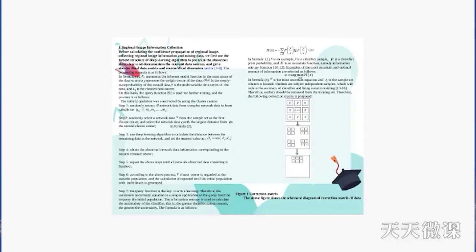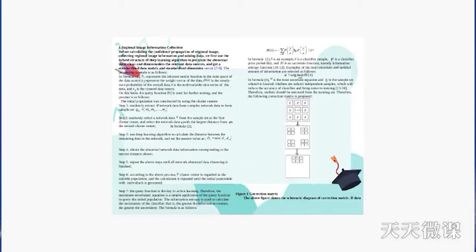One, regional image information collection. Before calculating the confidence propagation of regional image, collecting regional image information and mining data, we first use the hybrid deep learning algorithm to pre-train the abnormal data, clean and make dimensionless the relevant data sources, and get a standardized data matrix A and de-standardized dimension vector. The processing formula is as follows.